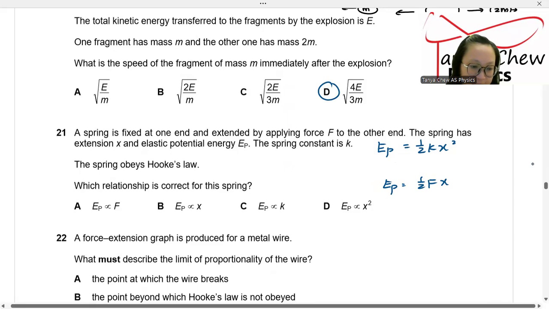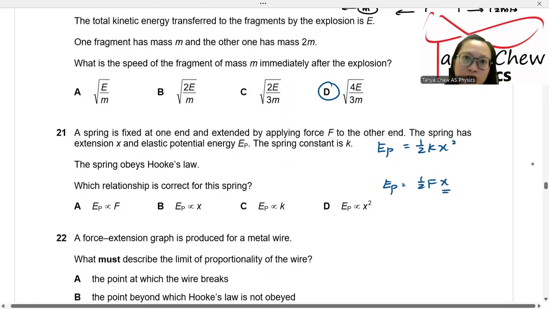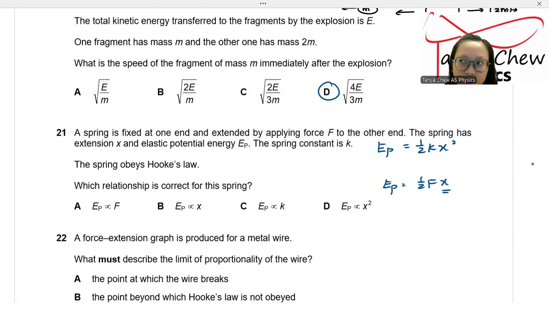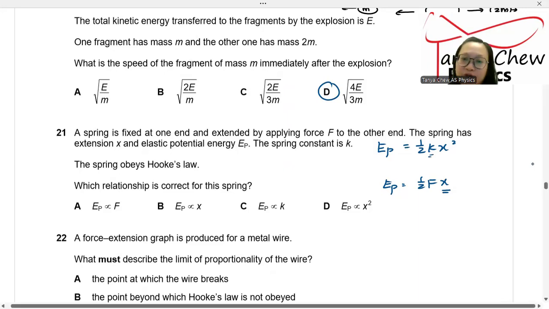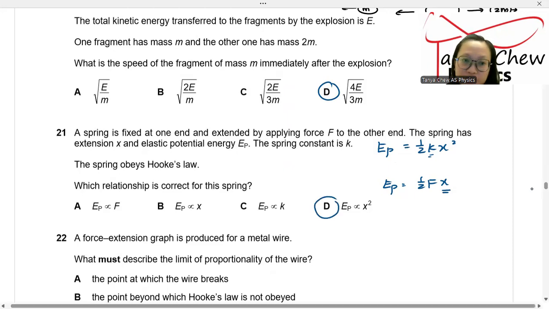So let us see. The spring has extension X and elastic potential energy. I cannot say that the elastic potential energy is directly proportional to F because X is changing too. So I have to make sure that one is constant. If I have three unknowns, I have to make sure that one is constant in order for me to compare the two. What about the first expression that I stated? EP is equal to half kx squared. I know k is constant because the spring has a constant spring constant. So that is why I can safely state that elastic potential energy is directly proportional to extension squared. So D is the answer.